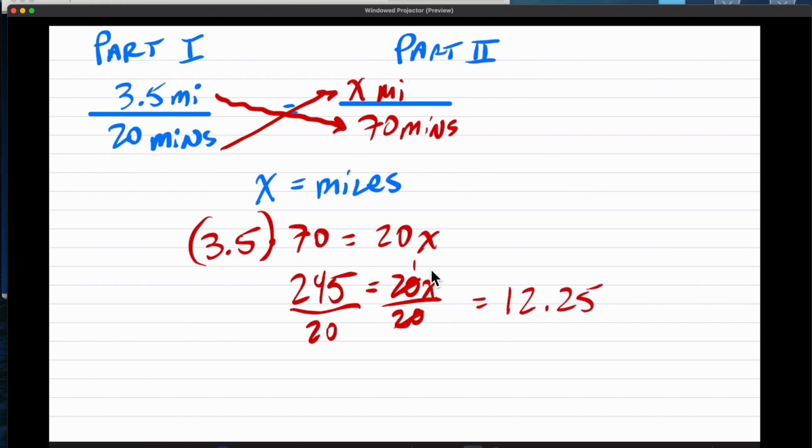Now, folks, I'll show you a quick shortcut on your calculator. This is the only problem I'm going to solve like this. To do it on a calculator, you punch in 3.5 times 70 divided by 20. And that'll give you the x. The calculator figures out PEMDAS for you. This times that divided by that.